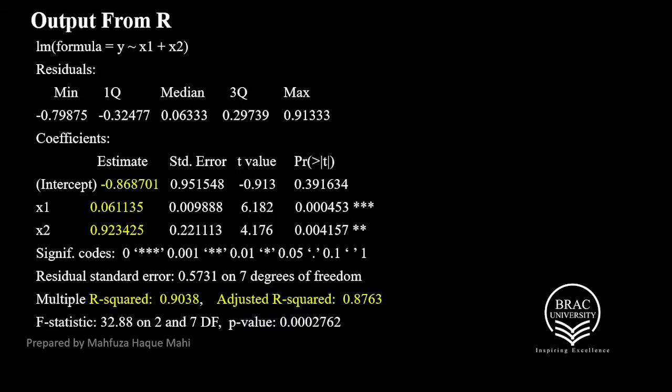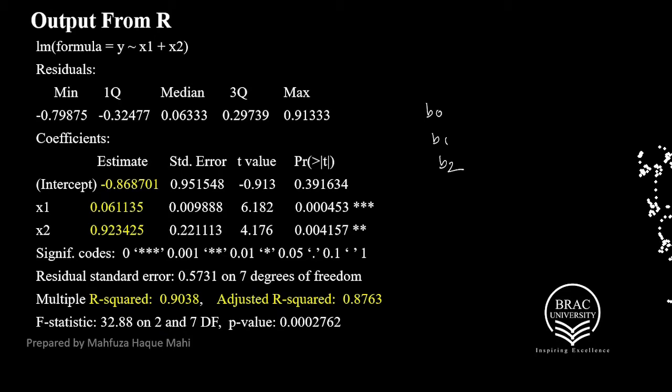So you can see the output from R in this table here. We have a lot of information in this output, but not all of it is needed for estimating our regression equation. We need only the values of B0, B1, B2, these estimates of parameters for fitting our multiple linear regression line.